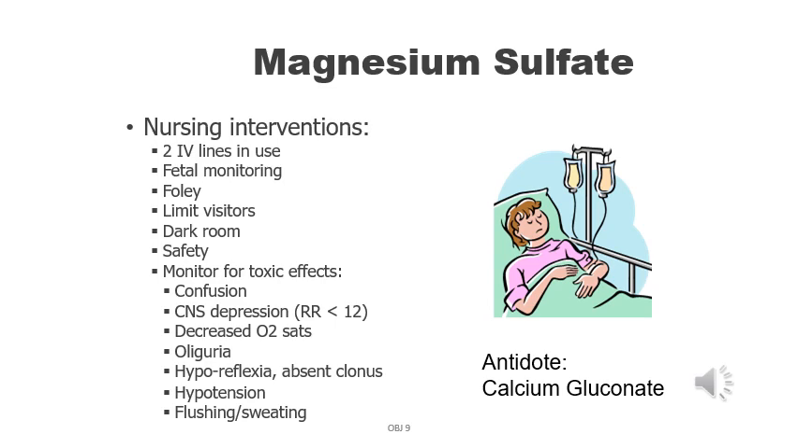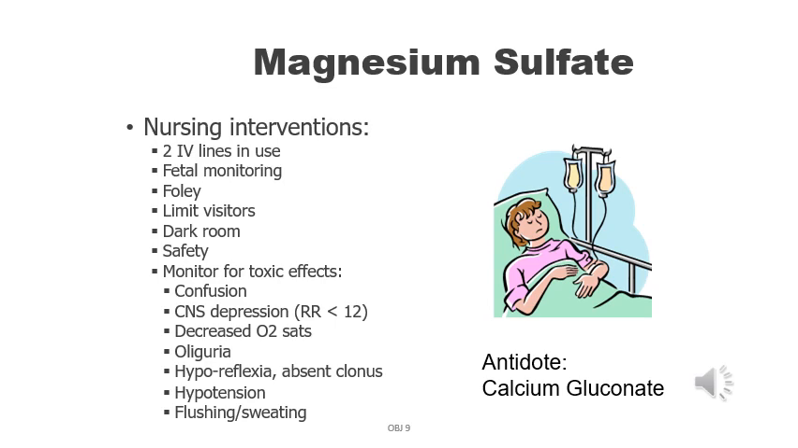So nursing interventions when a patient is on mag sulfate, quite often we'll have 2 IV lines in place. We're going to be doing close fetal monitoring, possibly having a Foley, so she does not have to get up. You're going to have her on bed rest, limit visitors, a dark room. Of course, use all kinds of safety measures.